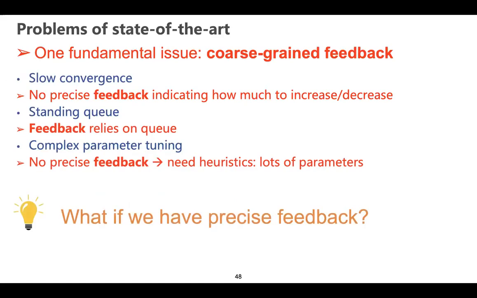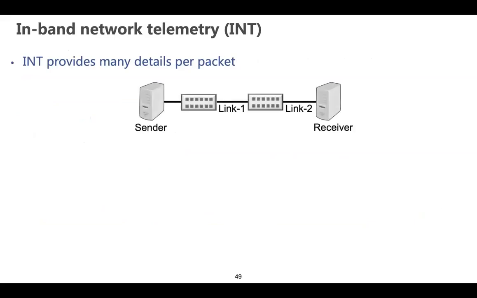So one natural question is, what if we can have precise feedback? It turns out that this is the right timing to ask this question, because today many switches are providing many details per packet. The feature is called INT. The way it works is that when a packet passes a switch, the switch will put some metadata such as link rate or queue length into the packet header. And every switch will append this data. So the host eventually will know what's happening in the network.